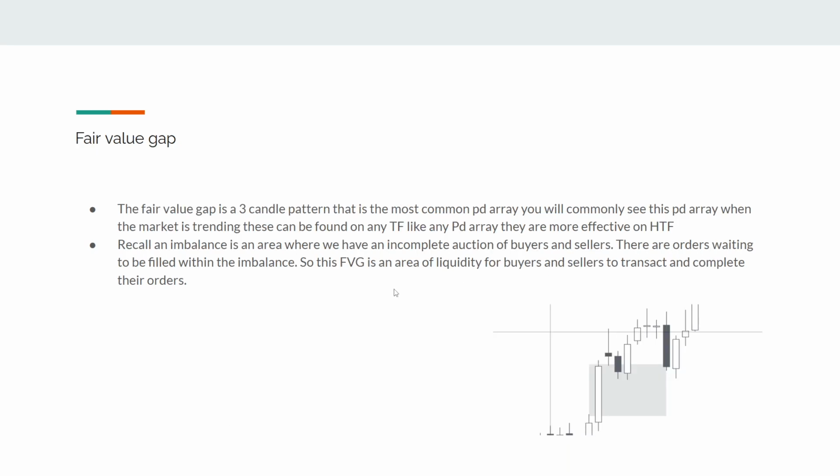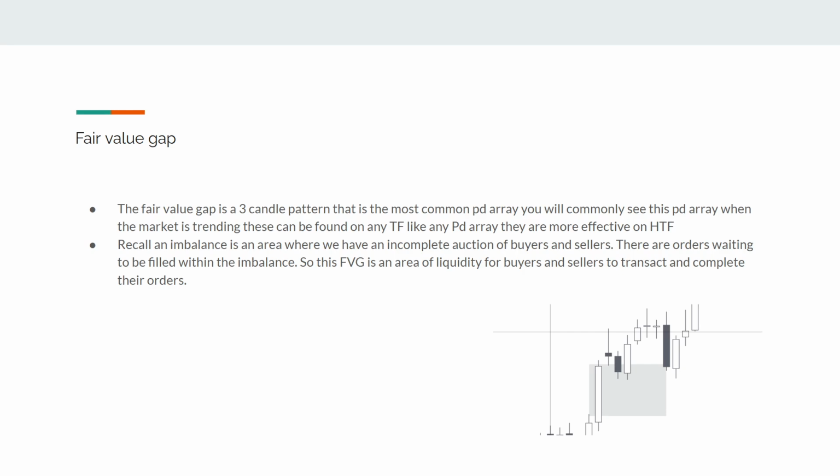The fair value gap. The fair value gap is a 3-candle pattern that is the most common PD array. You will commonly see this PD array when the market is trending. These can be found on any time frame, like any other PD array. They are more effective on the high time frame.